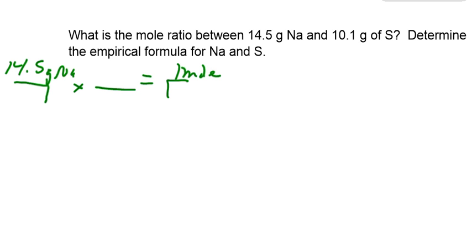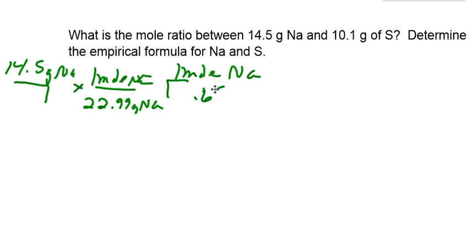Notice I'll have 1 mole of sodium on top again. I'm going to divide that by the atomic mass of 22.99 grams of sodium. Again, we get that from the periodic table. So 14.5 divided by 22.99, that is 0.631, we'll call it 0.631 moles of sodium.